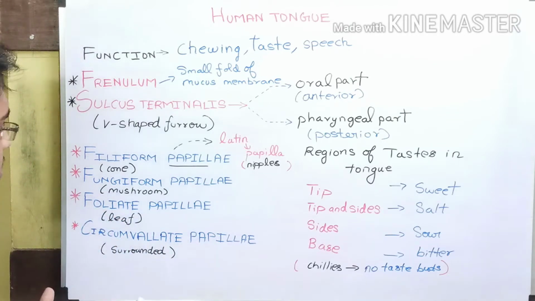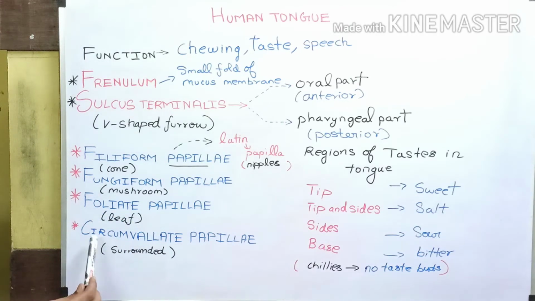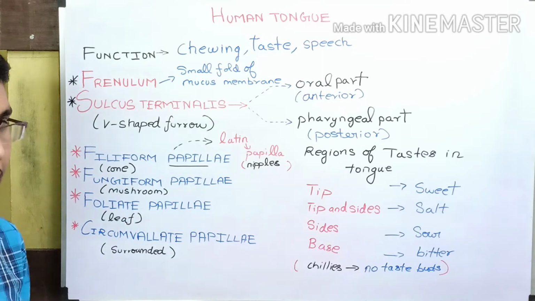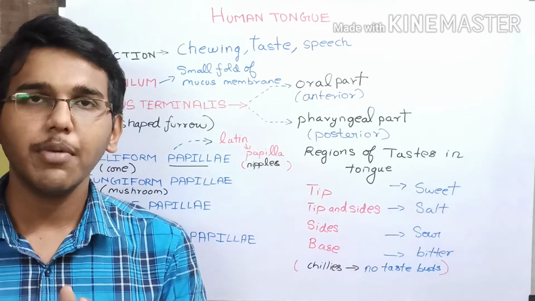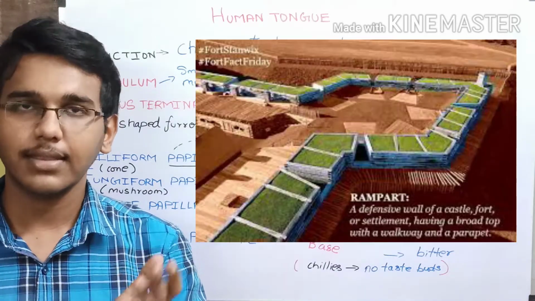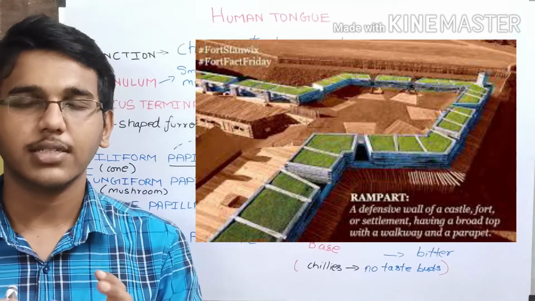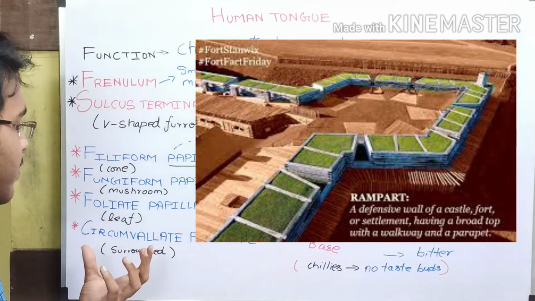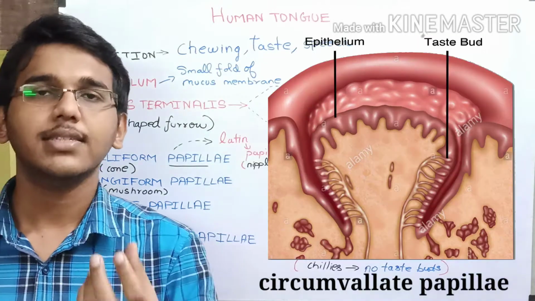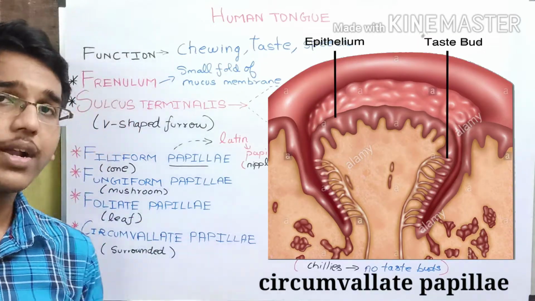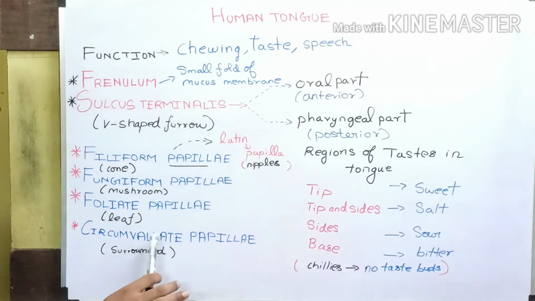So finally we have the circumvallate papillae. The word circumvallate means a particular thing surrounded by a rampart. A rampart is nothing but a wall surrounding a fort or fortress. So these circumvallate papillae are also surrounded by some tissue-like substance. So only it is called the circumvallate papillae.